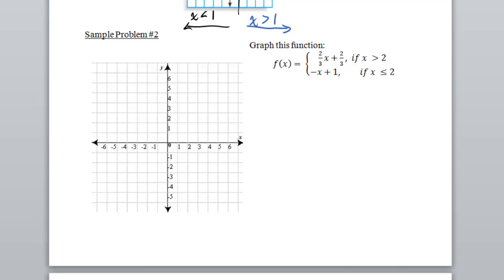Sample problem number 2 is a little bit more involved. There are little nuances, but I want you to go ahead and try it on your own first. And then I'll come back and I'll talk you through it and see how you did. So go ahead and pause the video and try sample problem 2.